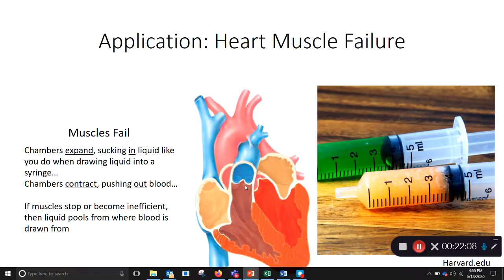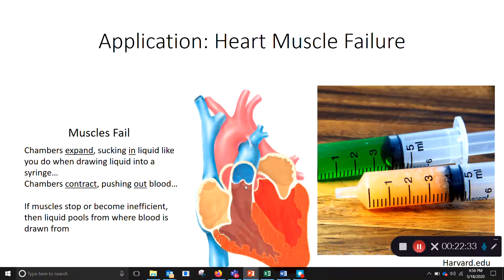You'll notice that I have little syringes because when you draw something up, like medicines or a vaccine, you are creating a negative pressure when you pull that plunger. And when you pull that plunger, you can draw up liquid. Same thing with the heart. When the heart starts relaxing from its contracted state, you start sucking things in like you do with a straw.